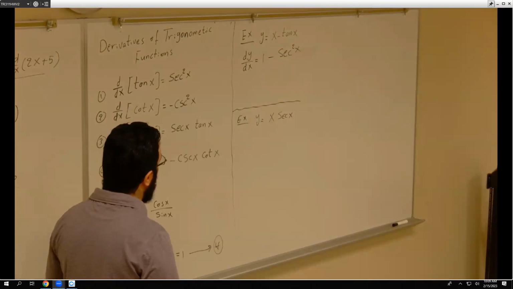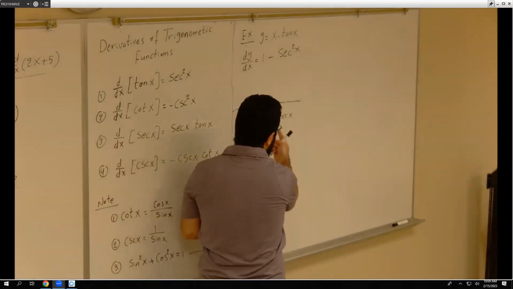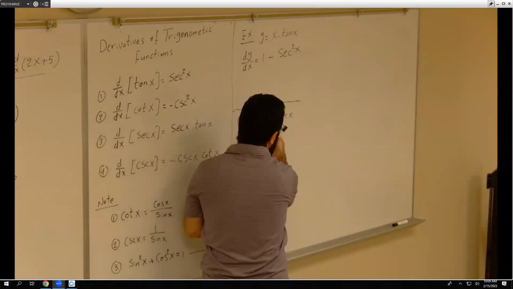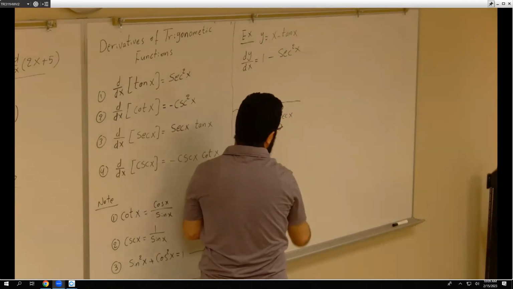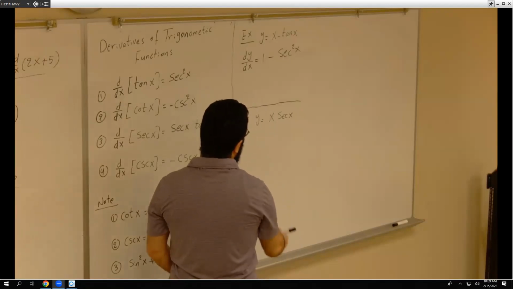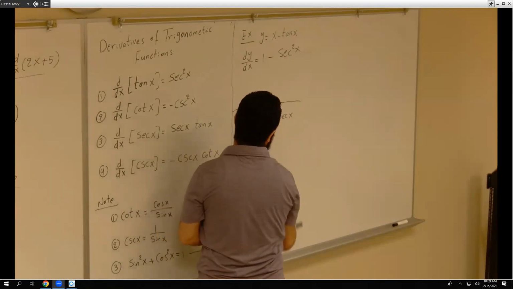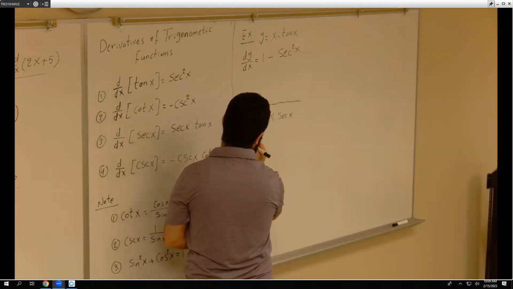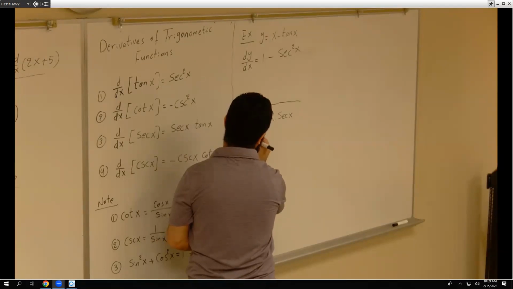For the next example, we have two functions. We have x and we have secant x. Be careful. This x is a number by itself. This is an angle for the secant. So to find the derivative, we have to use the product rule. We're going to say dy over dx is going to be equal.